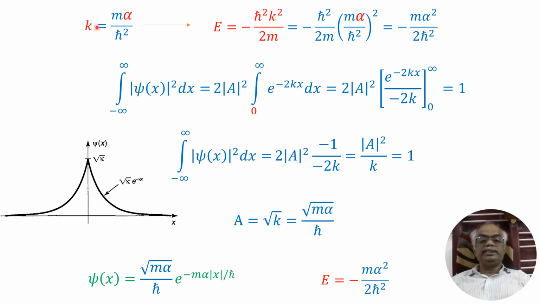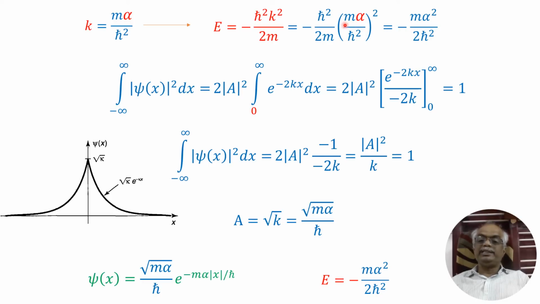So we have seen that k is equal to m alpha over h cross squared, which implies E is equal to minus h cross squared k squared over 2m. So you take minus h cross squared over 2m outside, then k squared is equal to m alpha over h cross squared, all squared. So one h cross squared cancels with this one h cross squared. So ultimately you will get h cross squared in the denominator.